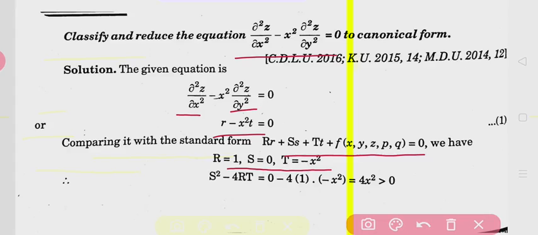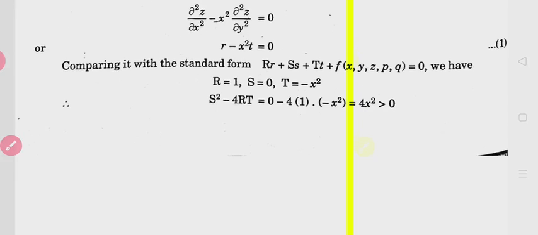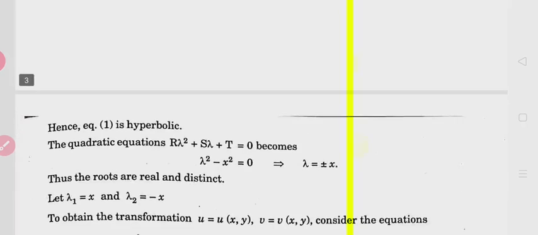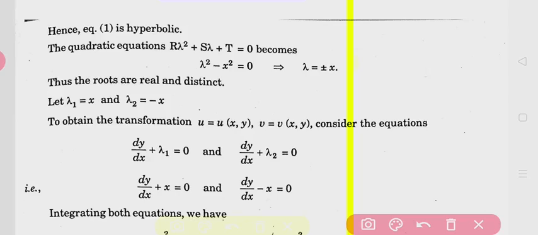So now you have to find the value of s square minus 4rt. Place these values, we got that value is 4x square. For any real value of x, this x square will be positive, 4 is also positive, so 4x square will be positive. Okay. So you will say that for any non-negative values this will be positive. If this value is positive, you will say that this partial differential equation is hyperbolic. Okay, because s square minus 4rt is positive, so it will be hyperbolic. So first step is done, this equation is hyperbolic.